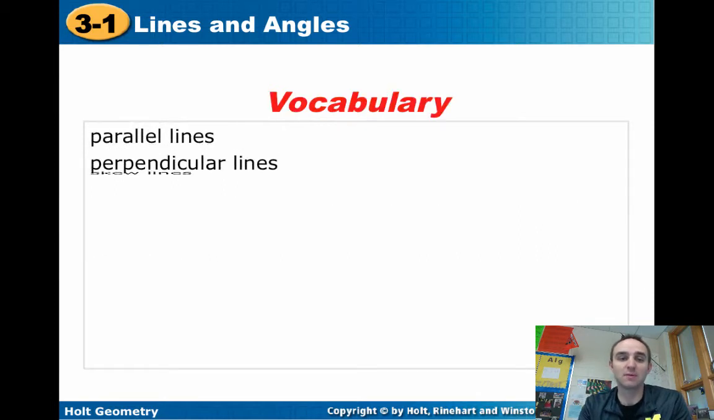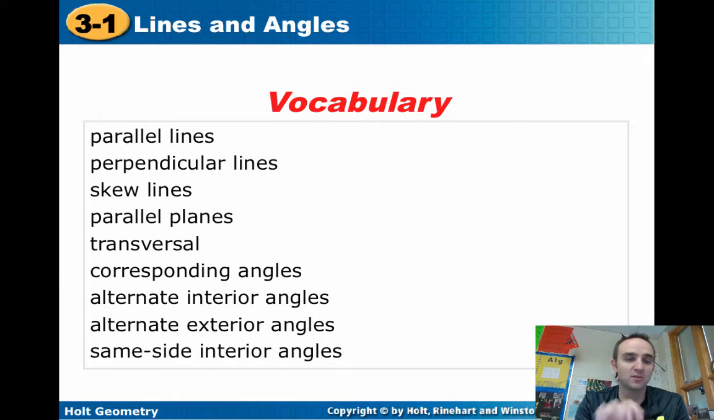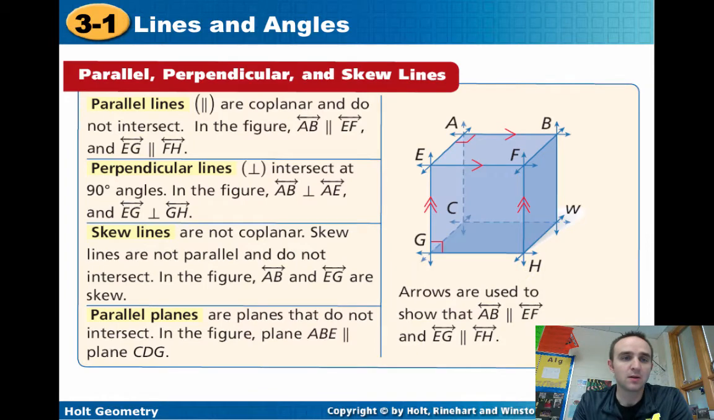A lot of vocab here. Parallel lines, perpendicular lines, skew, parallel planes, transversal, corresponding, alternate interior, alternate exterior, same side interior. A lot of stuff. Okay, we're going to go through it. We're going to make sure that we've got it. It shouldn't take that long, and it's pretty basic as long as we're paying attention to the details of these things. So the first ones that we're talking about are different types of lines here.